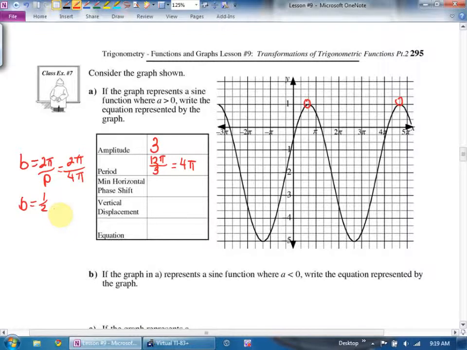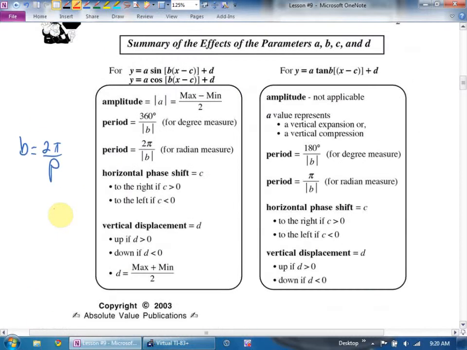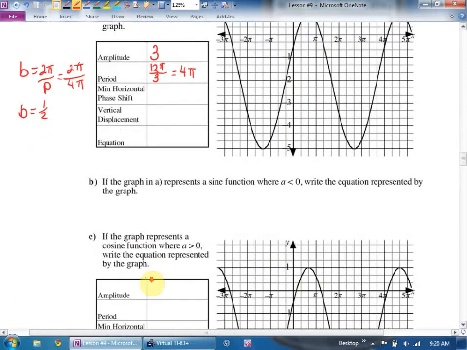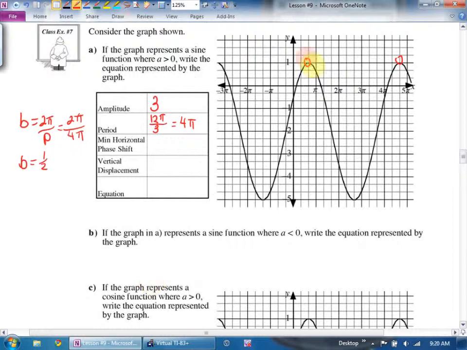Now, we're going to come back to the phase shift in a second. What's my vertical displacement? Now, the vertical displacement is where the center vertically of this graph is. How high are we? 1. How low are we? Negative 5. Find halfway between them. Now, while you're thinking that, look up. That's what this meant. Find halfway between the top and the bottom. Actually, there's an easier way. Did we already get the amplitude, Alex? Then go 3 down from there. Or go 3 up from there. But that's your middle. What is the vertical displacement? Not 2. Negative 2.